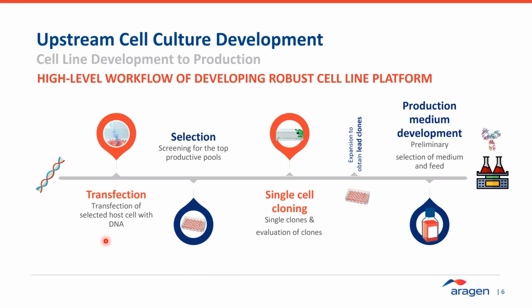The process of developing cell line starts with the transfection of selected host cell with exogenous DNA. That is followed by generation of mini pools and selection of top productive pools. The selected pools undergo single cell cloning or single cell printing to generate clones, which go through further expansion to obtain the lead clones. Once we have the lead clones, we perform preliminary selection of medium and feed using shake flask studies.